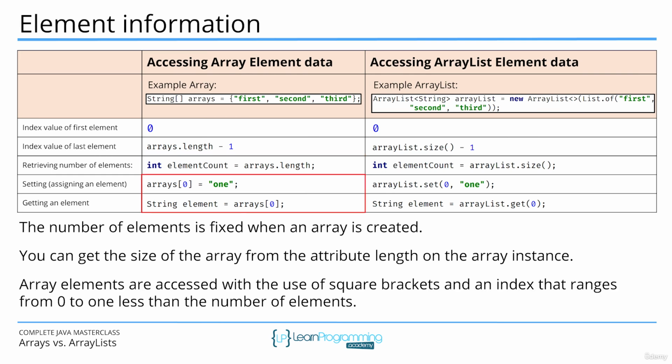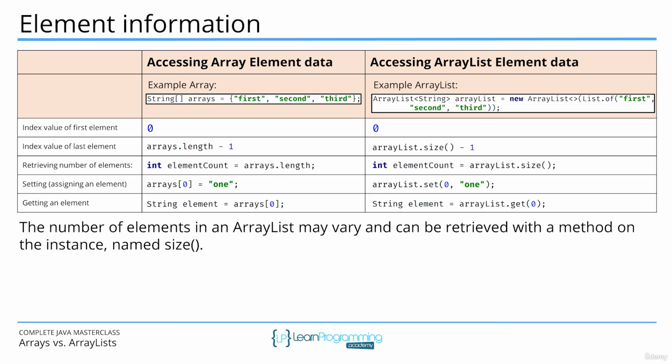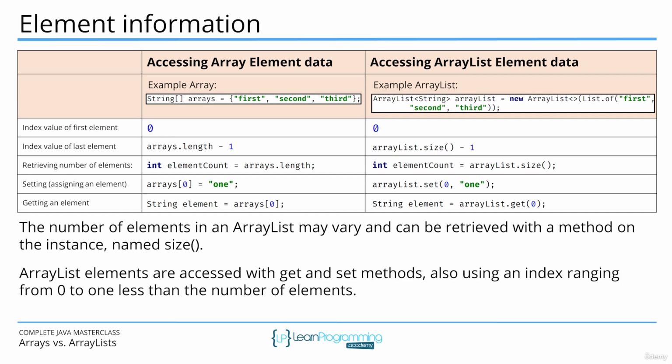Array elements are accessed with the use of square brackets and an index that ranges from 0 to 1 less than the number of elements. The number of elements in an array list may vary and can be retrieved with a method on the instance named size. Array list elements are accessed with get and set methods, also using an index ranging from 0 to 1 less than the number of elements.